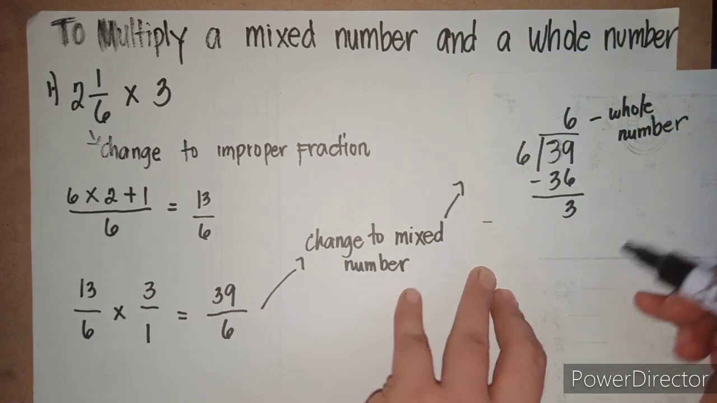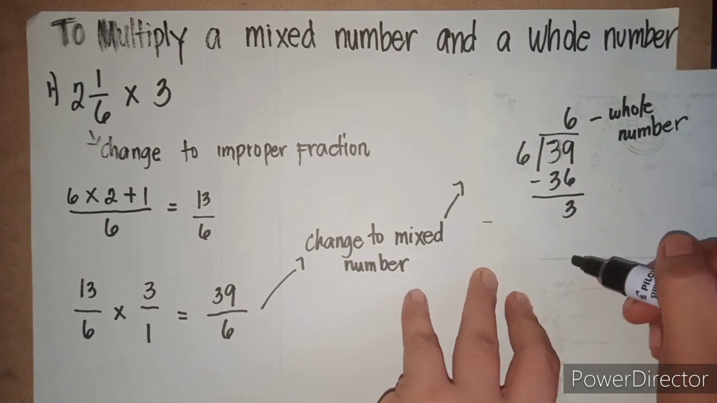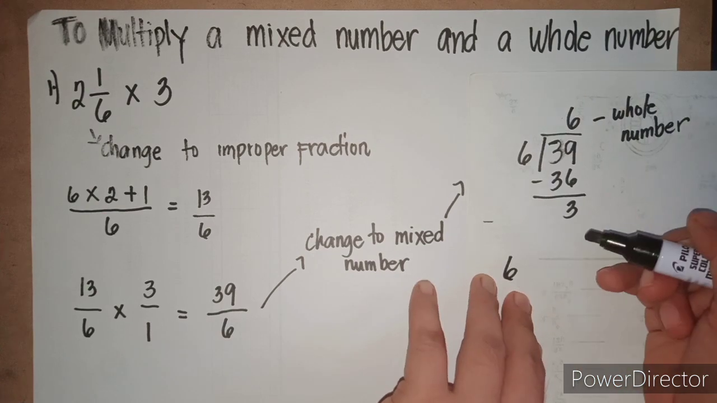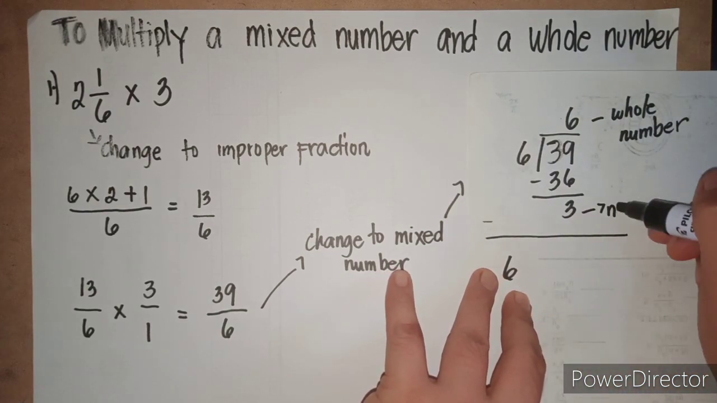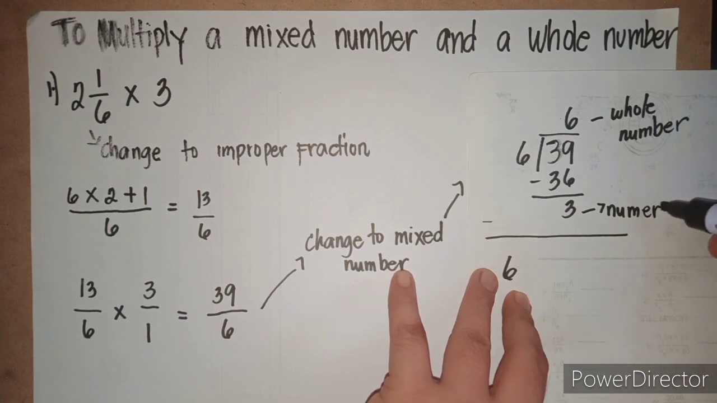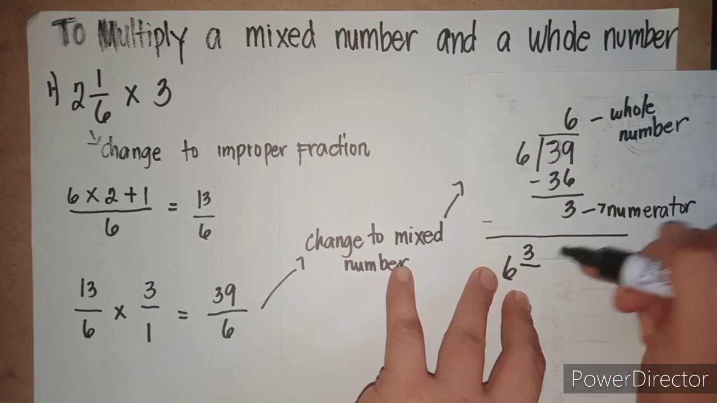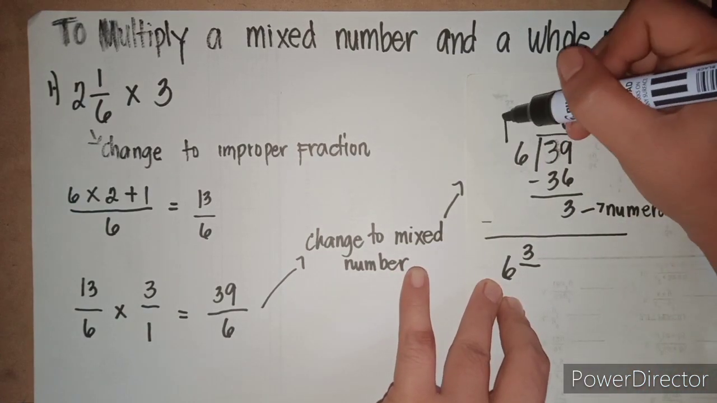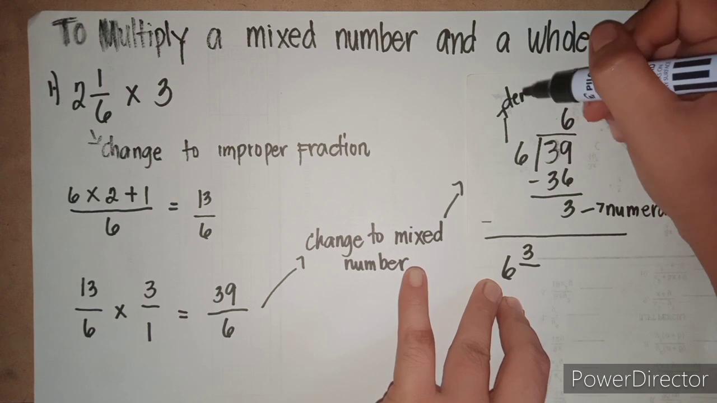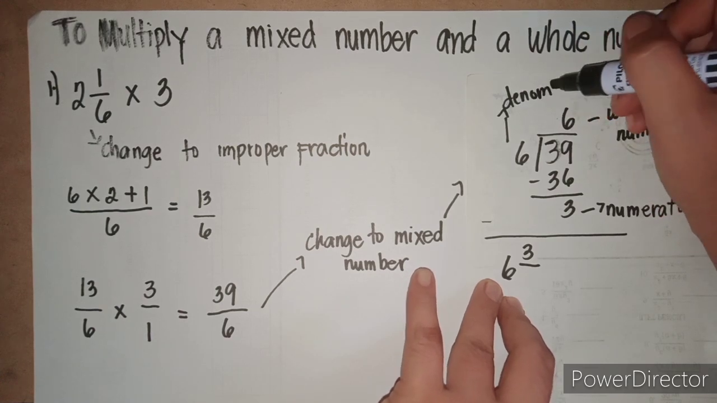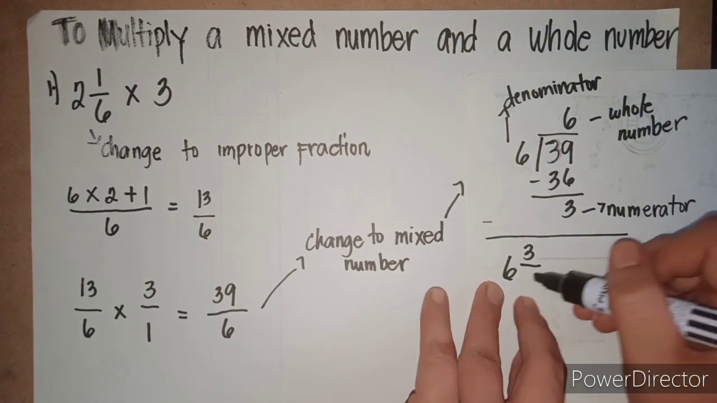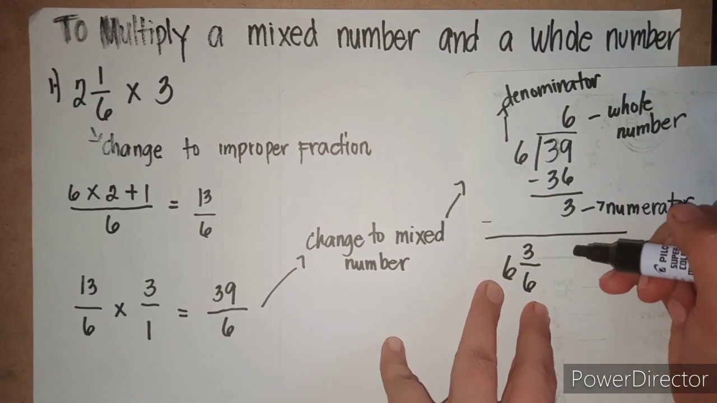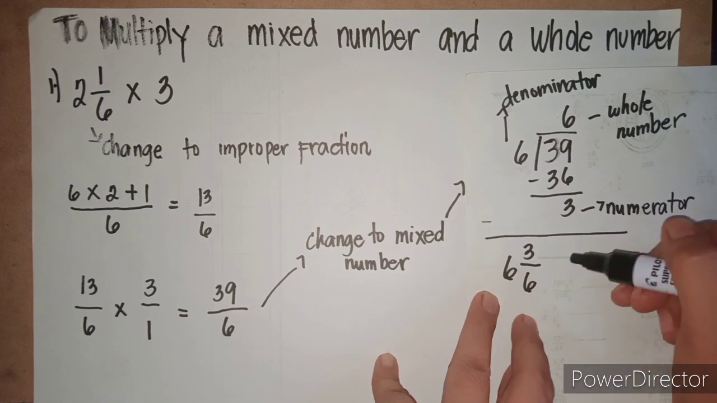And then we're going to rewrite 6 as the whole number. Okay, and then another one, we have 3. 3 is our numerator. Okay, and write 6 as the denominator. And then we're going to rewrite. So now we have 6 and 3/6.